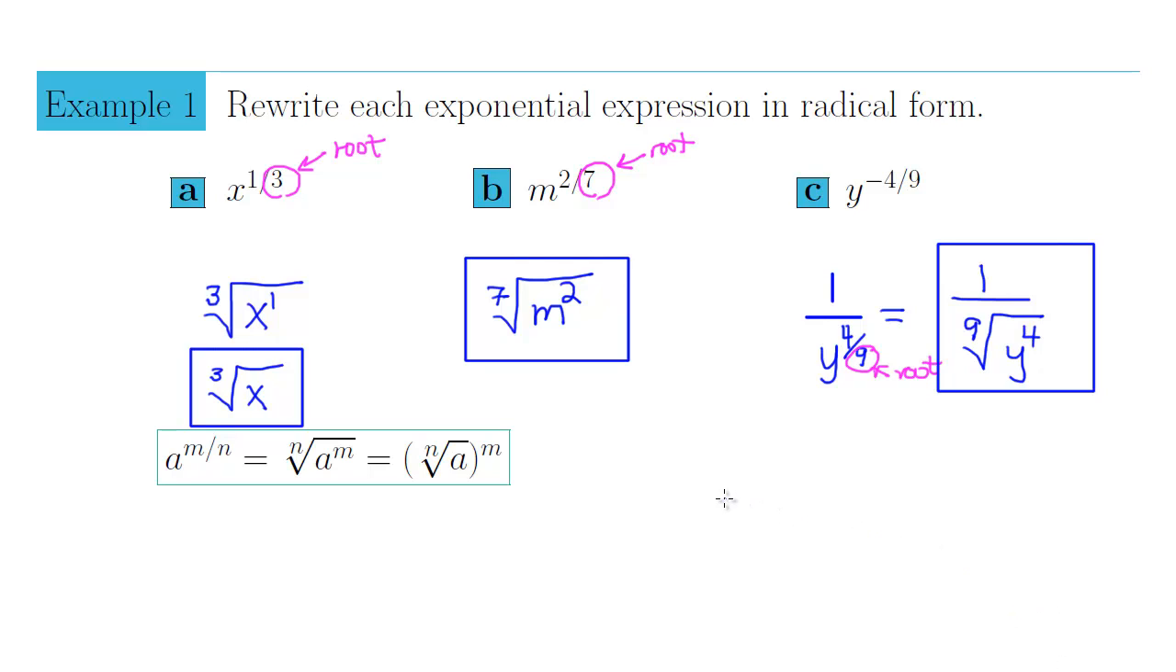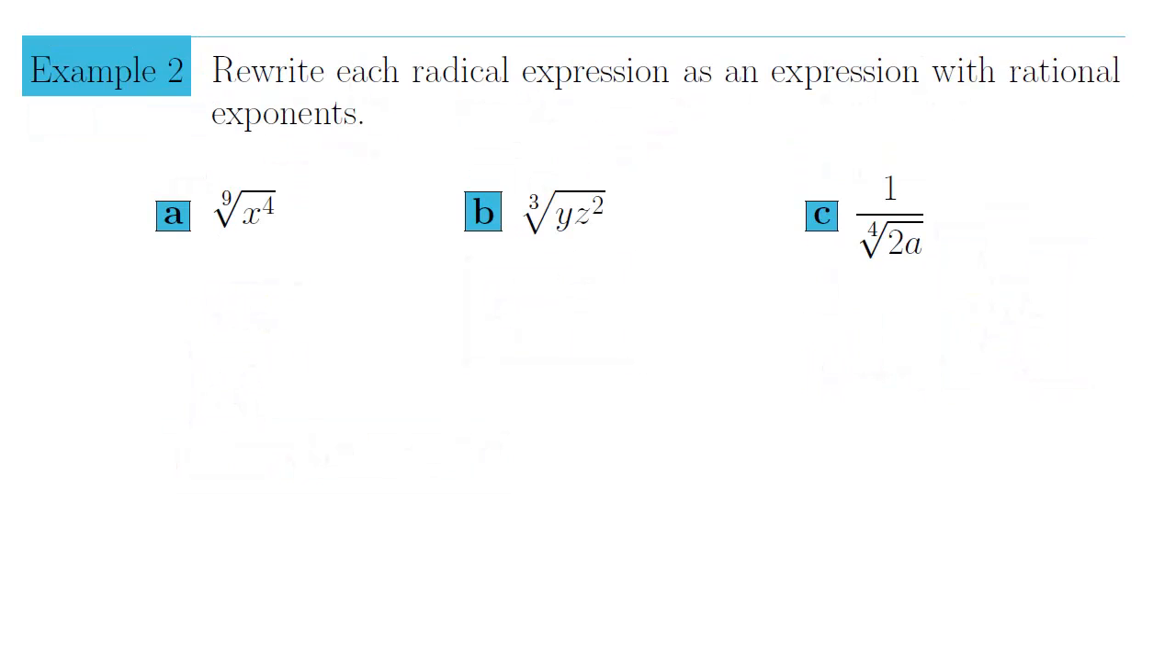Let's now take a look at examples where we go in the opposite direction, where we start with radical expressions and convert them into exponential expressions with rational exponents. So let's take a look at our second example. We want to rewrite each radical expression as an expression with rational exponents. To do this, let's start by pulling up our definition that converts between rational exponents and radicals.